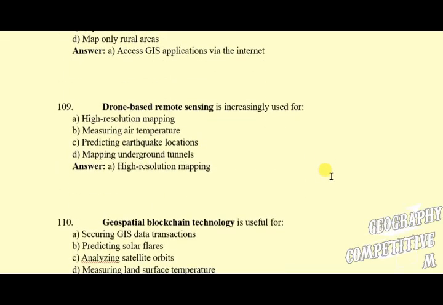109. Drone-based remote sensing is increasingly used for high-resolution mapping, measuring air temperature, predicting earthquake locations, mapping underground tunnels. Here the right answer is high-resolution mapping.